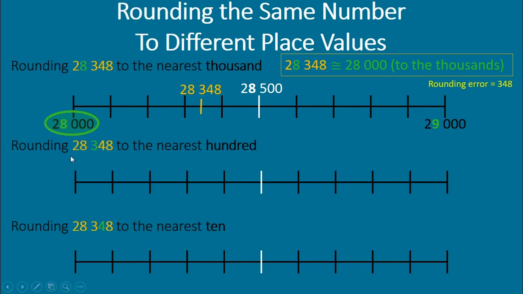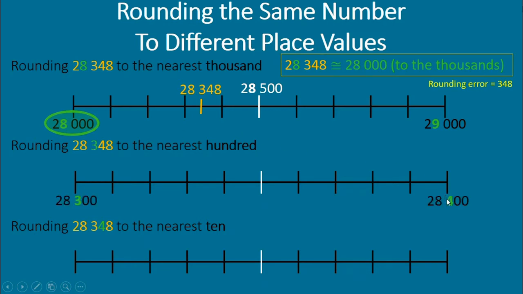On to rounding to the nearest 100. So 28,348, same value as we had above, but this time I'm highlighting the hundreds position for you. That should be making things easy for you, so remember to do that for yourself. Identify the place value you're rounding to, and then set up your number line to show the lower boundary and the upper boundary. The lower boundary will keep that 3 the same, so that's going to be 28,300.